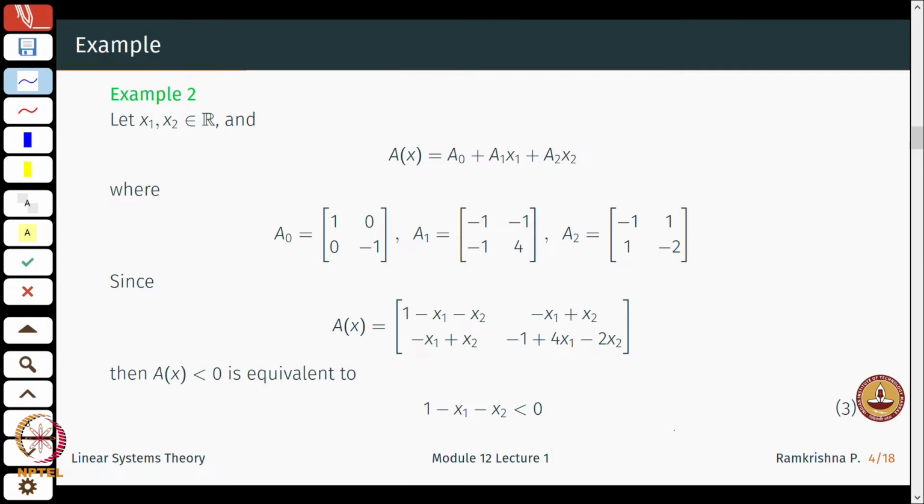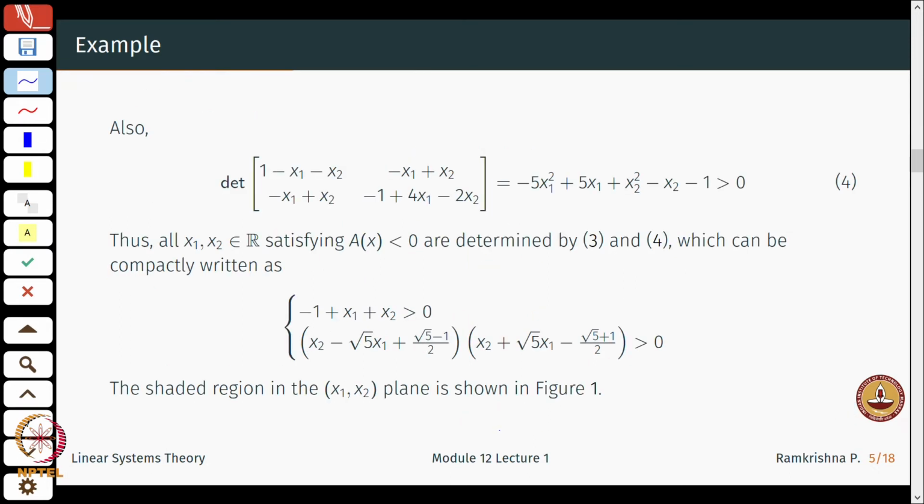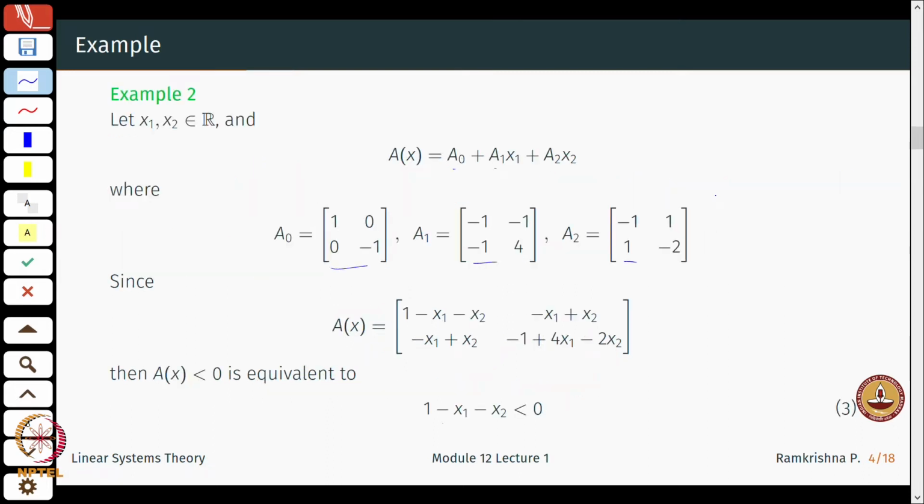What does it mean geometrically, right? When I write down an inequality of this form, what am I actually searching for? Let's do a little example and say I have an LMI of this form, A0 plus A1 X1 with A0 of this form, A1 and A2, and searching for A(x) being less than 0 would be equal to these two conditions. First, 1 minus X1 minus X2 being less than 0, and second, I am looking at the determinant, right? So, I just compute the determinant and it will be something like this.